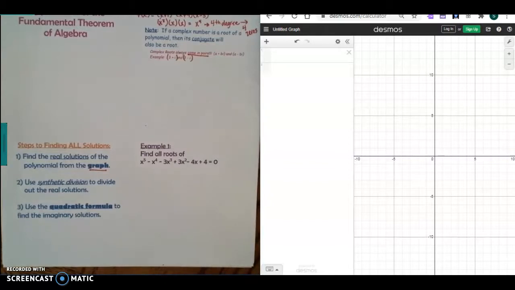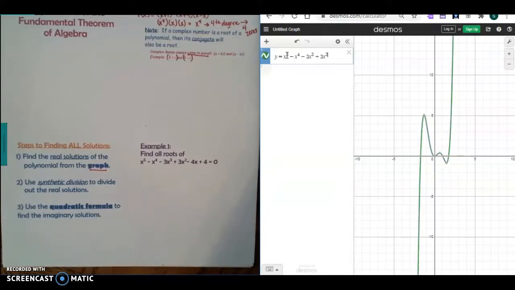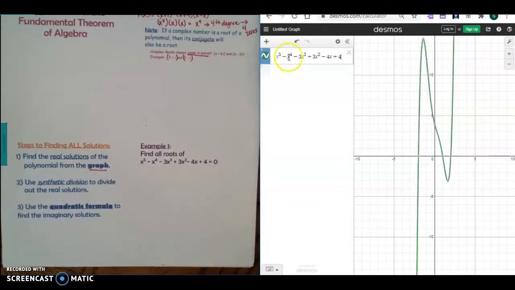So we're going to graph the first example, and I'm going to just do that here in Desmos. So we've got x to the 5th minus x to the 4th minus 3x to the 3rd plus 3x squared minus 4x plus 4. So here's our function graphed.